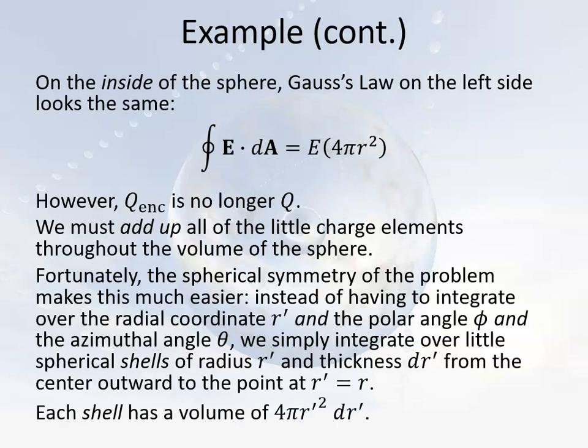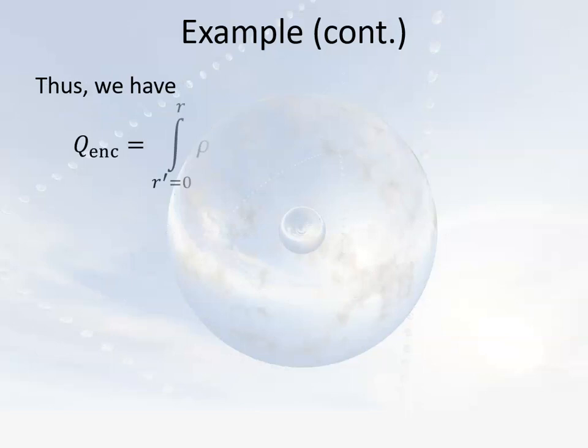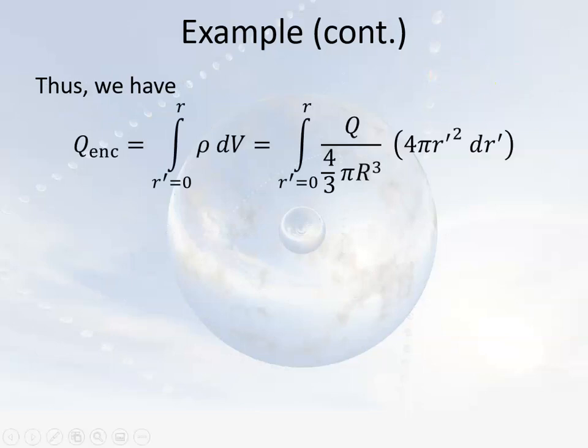So again, each shell has a volume of 4 pi little r prime squared d little r prime, and that's what we're going to be using here. So the enclosed charge is equal to the sum of all the little bitty enclosed charges. What's a little bitty enclosed charge? It's the amount of charge that's contained in each shell of radius little r prime. Well, we want to add up all of those little shells from the center all the way out to the radius of our imaginary Gaussian sphere that has a radius of little r. So, again, we know what rho is because it's a constant charge distribution.